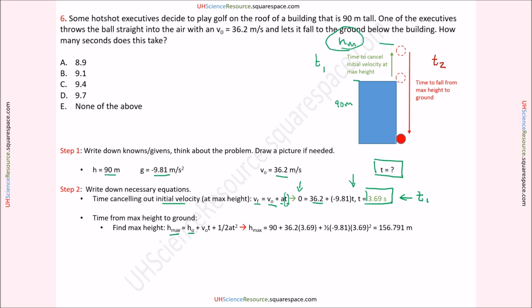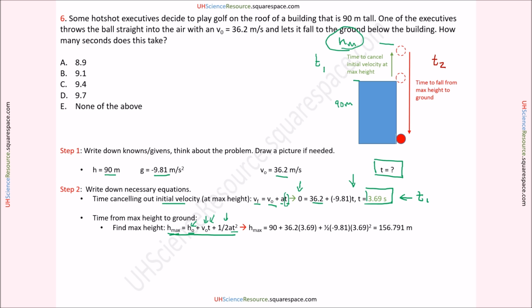So we're trying to figure out the maximum height that the ball is at, and we can use that maximum height to then calculate the amount of time it took to fall from that maximum height down to the ground below. So the next step is to find the maximum height. And so we use this equation right here, in which the maximum height is going to equal the initial height plus the initial velocity times time plus 1/2 the acceleration times time squared.